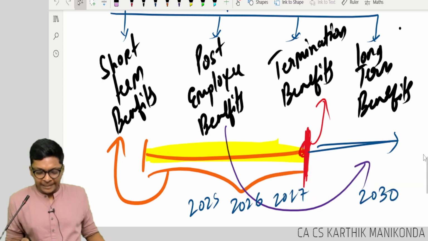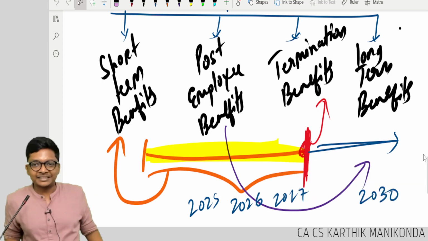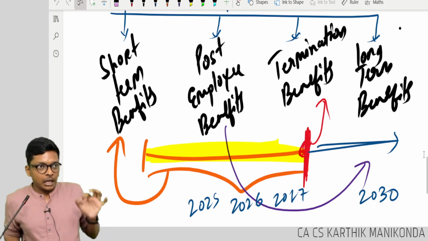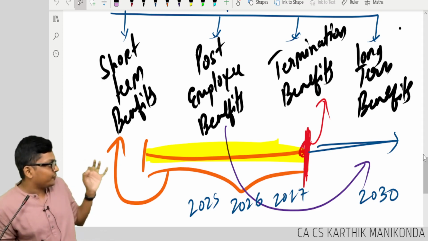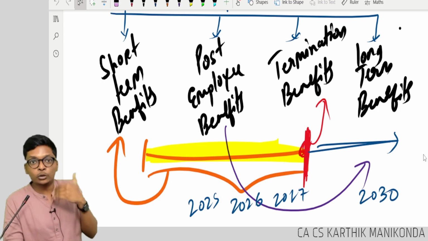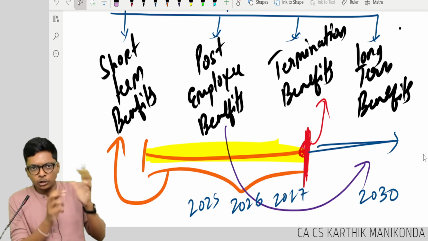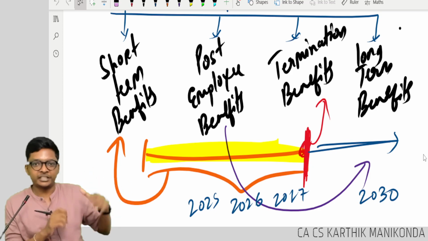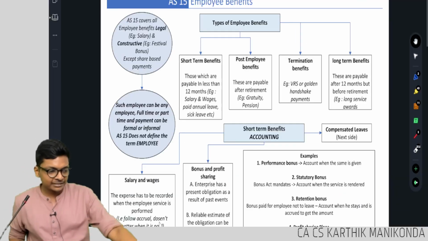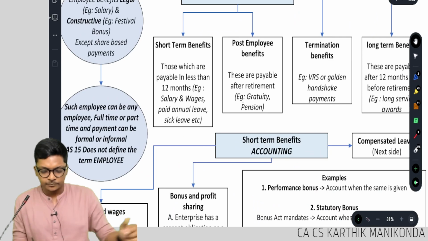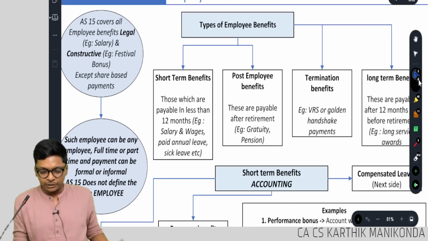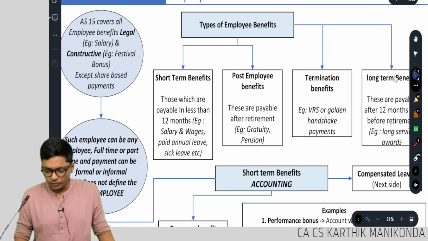These are the 4 types of employee benefits that we have in this standard. Accounting for each of these is different. You need to learn the logic. Even if you don't learn the logic, watch the video till the end and we will finish it. But follow. So look at this. As per our book, I'm just running through the book points also. What are the 4 things?